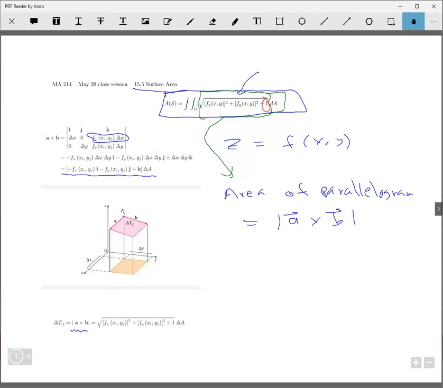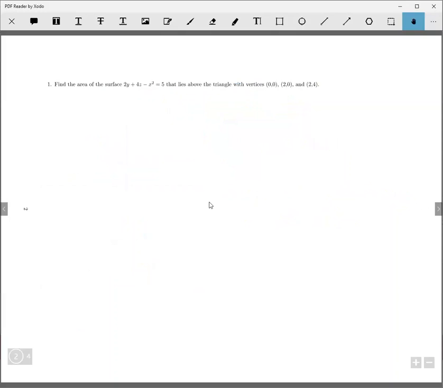Okay, so let's go ahead and do some exercises. Let's go to number 1. This is on 15.5a. Find the area of the surface that lies above the triangle with vertices (0, 0), (2, 0), and (2, 4). So this triangle right here.